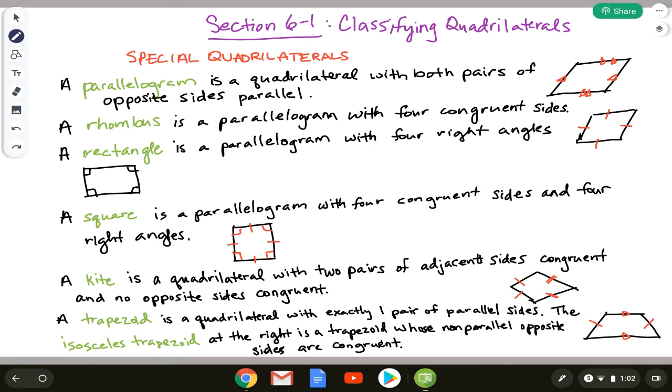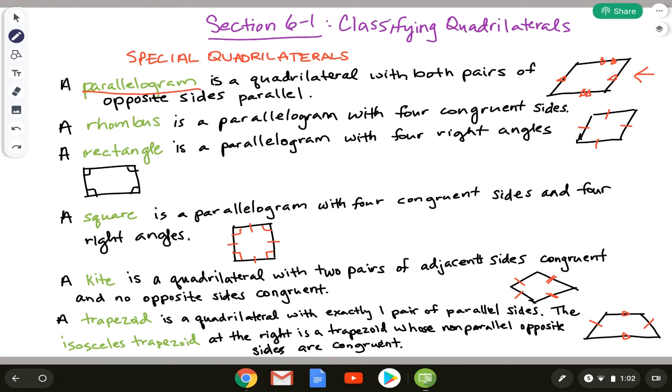Today we're going to look at section 6.1, classifying quadrilaterals. And so the first page on this recording is just showing you each of these different quadrilaterals and what their special properties are. So the first one, a parallelogram, is a quadrilateral with both pairs of opposite sides parallel. And I've drawn an example here. So the opposite sides are parallel.